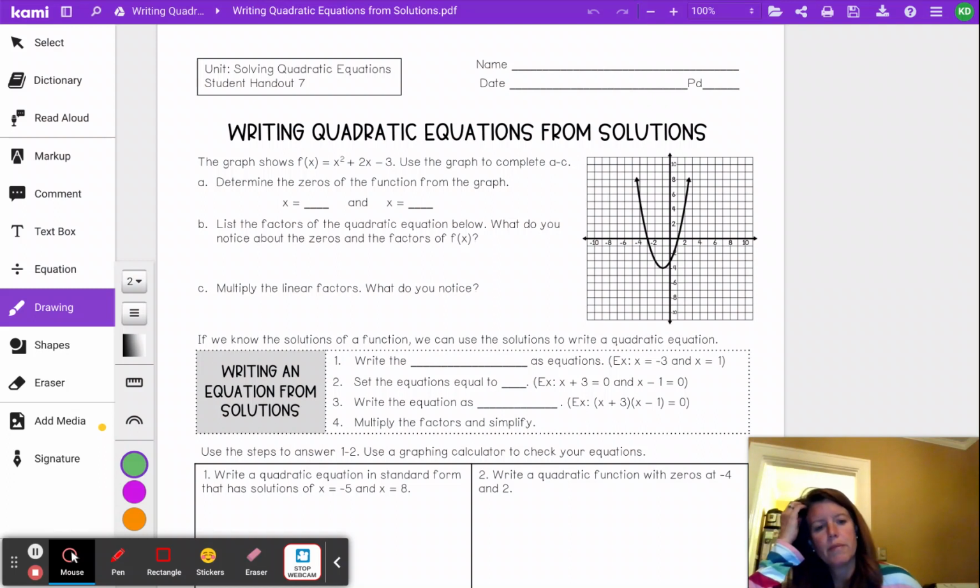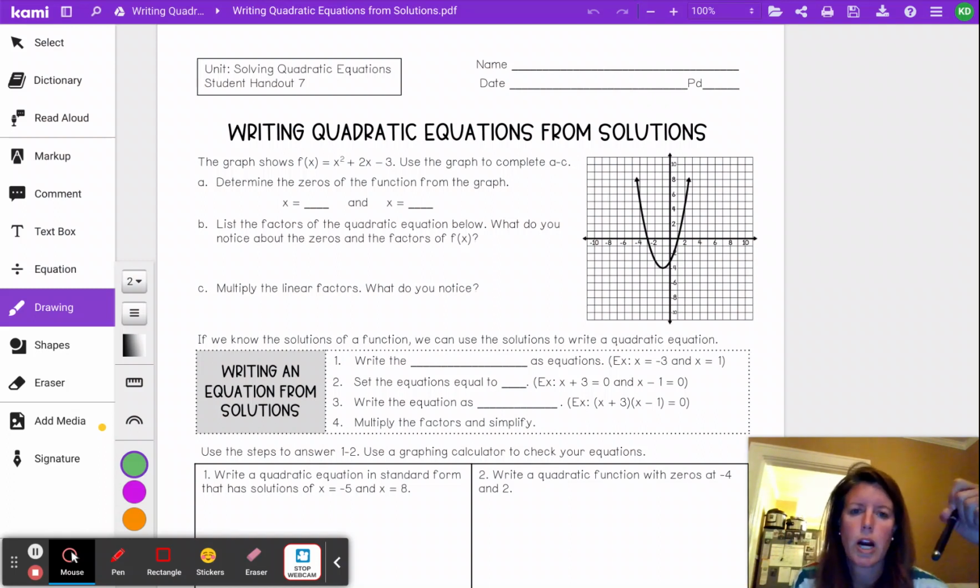This really just brings everything with factoring into play. You've got to do a little bit of factoring, plus you have to kind of go backwards with it. So first, we're going to look at this graph, and the actual equation is the function x squared plus 2x minus 3. That's what this graph is.